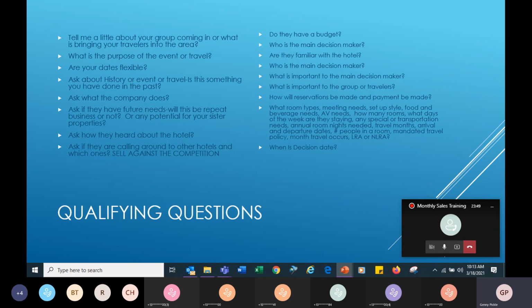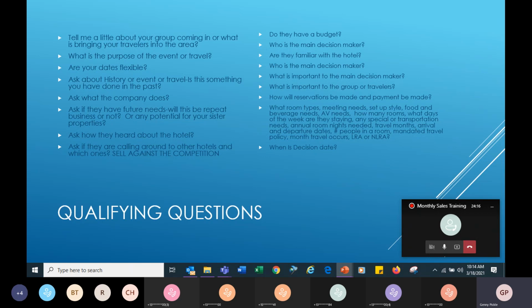And then if it's more of an L&R kind of call that you're getting, you always want to make sure you find out if they want last room or non-last room availability as well. Okay, I think we covered all of those.